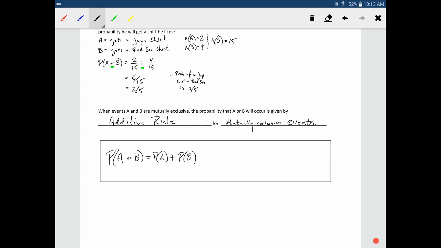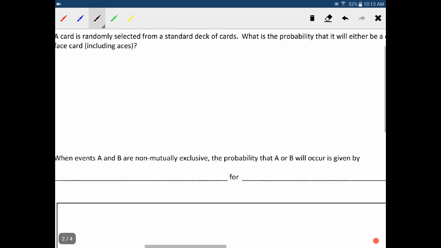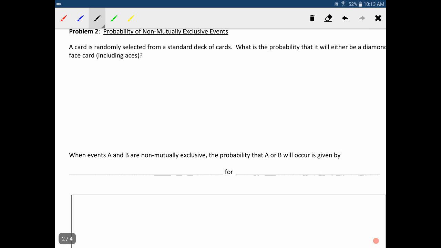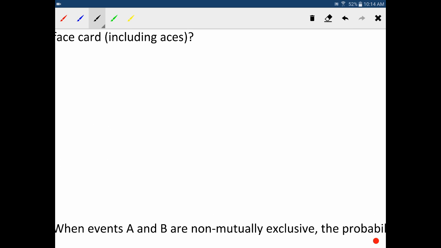So let's jump over to the next page, and we're going to talk about non-mutually exclusive events. A card is randomly selected from a standard deck of cards. What is the probability that it will either be a diamond or a face card, including aces? What makes this non-mutually exclusive, of course, is that it can be a diamond and a face card. So we're going to have to take that into account.